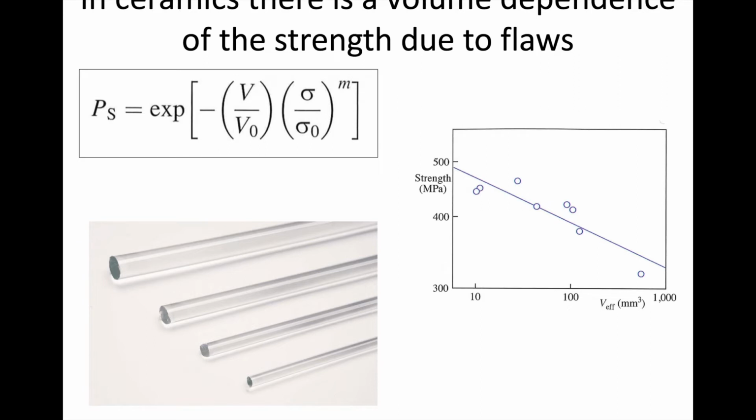For ceramics that are brittle in nature and are very inconsistent, there's a volume dependence of the strength, and that's due to a given volume having flaws in it. So this is the probability of survival, just a different term for it, but it's a function of the volume and also a function of the stress. Again, the strength will go up with the smaller volume being tested.